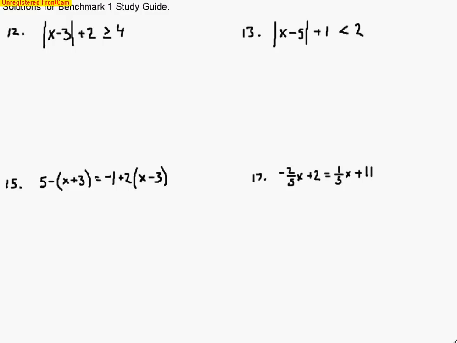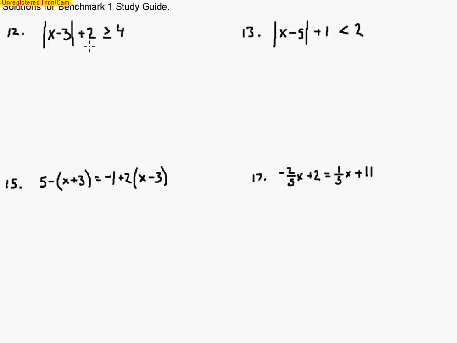These problems are from the study guide. They're worked out solutions for specific study guide questions. So here is number 12 from that study guide. And what we have is an absolute value inequality.